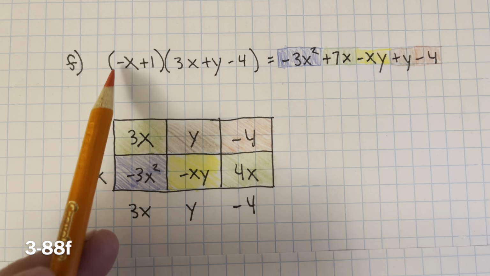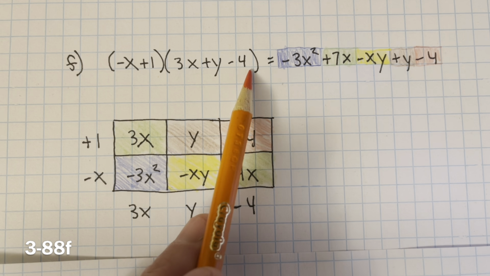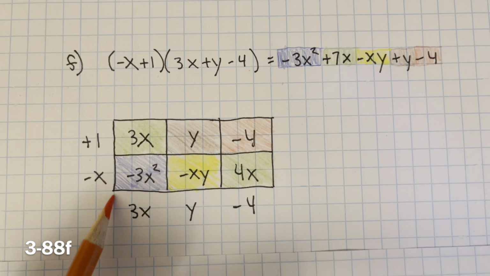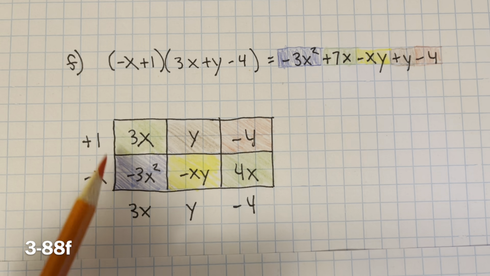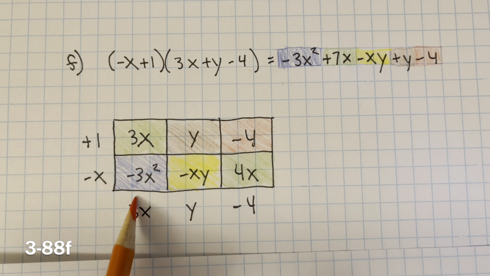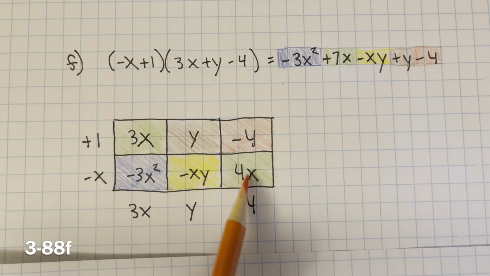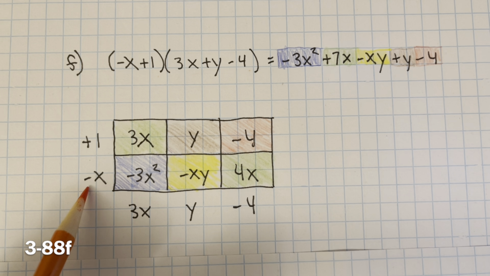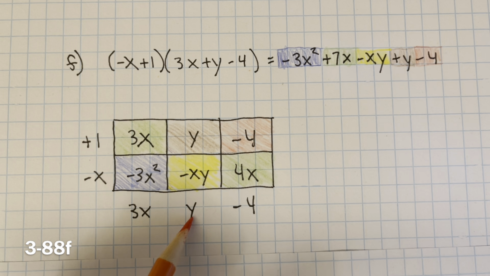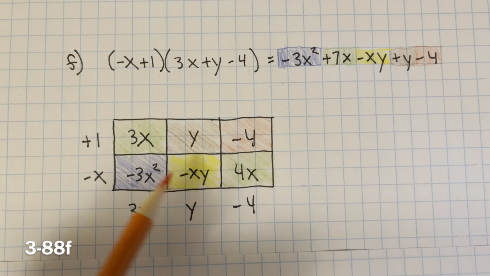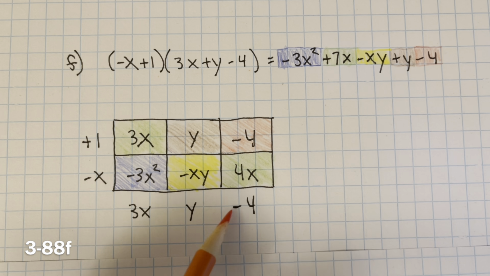388f, I have 2 terms multiplied by 3 terms. So I need a 2 by 3 area model. I need 2 boxes here because I have 2 terms, and I have 3 terms here, so I need 3 boxes. And now I'm going to go ahead and distribute. Negative x multiplied by 3x is negative 3x squared. Negative x multiplied by y, negative xy. Negative x multiplied by negative 4, negative 4x.